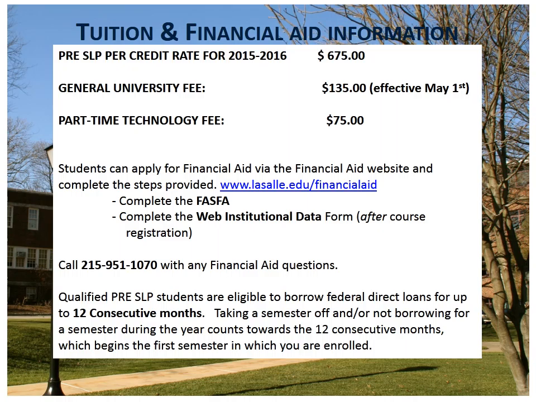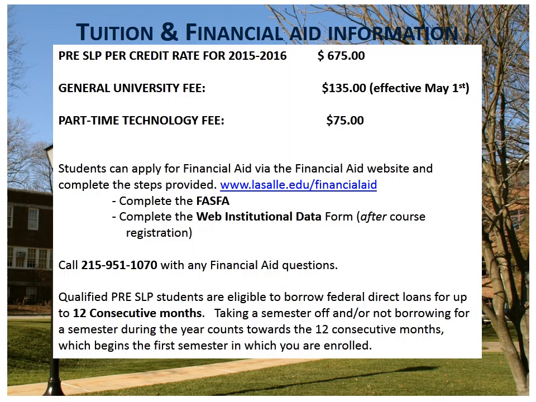So by now you should have completed the FAFSA form as well as the Web Institutional Data form. Instructions on how to complete both of those forms are listed on the financial aid's website. If you have any questions regarding your financial aid and your financial aid eligibility, please call 215-951-1070.